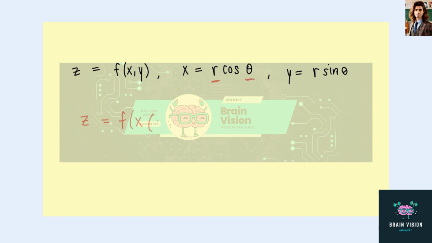We see that z is a function of x, and x is a function of r and theta. And z is also a function of y, and y is a function of r and theta. So to find the partial derivative of z with respect to r, we are going to use the chain rule.